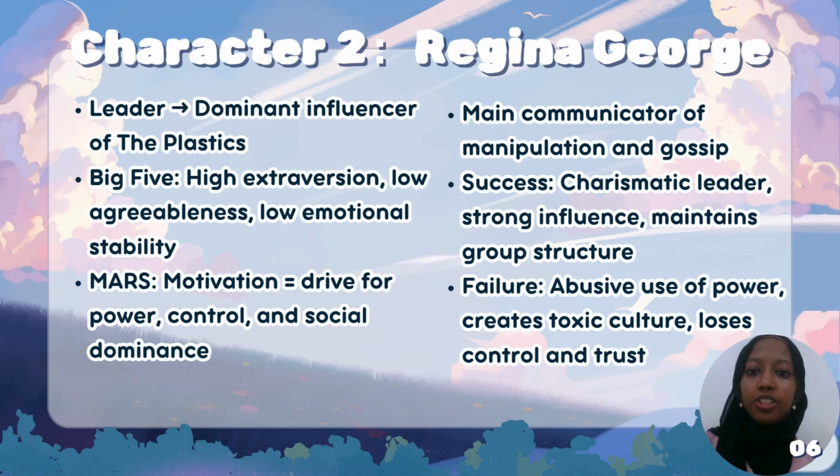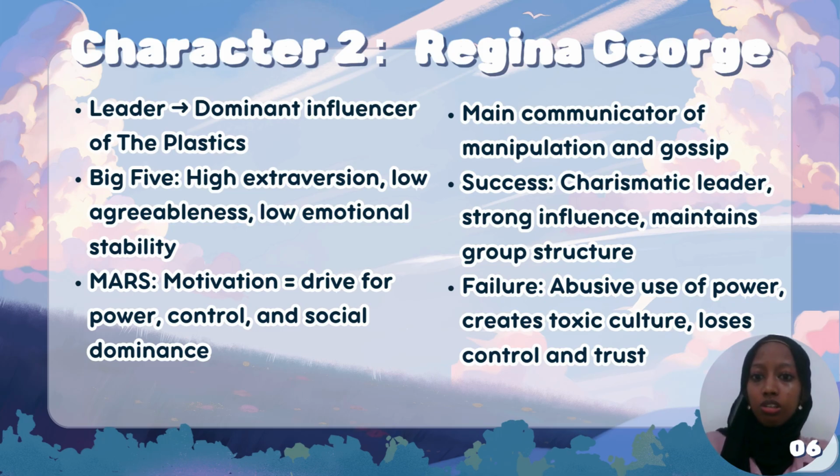Hi everyone, I'll be presenting my analysis of Regina George, the main leader of the Plastics in Mean Girls. Regina is basically the perfect example of power and influence in an organizational setting. She's confident, popular, and knows exactly how to control others. In the context of Big Five personality traits, Regina scores high in extraversion. She's outgoing and commanding, but low in agreeableness and emotional stability, which means she can be aggressive, jealous, and manipulative. Her entire self-concept is built on status and reputation. Everything she does revolves around maintaining her image as the most powerful person in school. She uses impression management, for example, pretending to be nice while secretly manipulating people to stay on top.